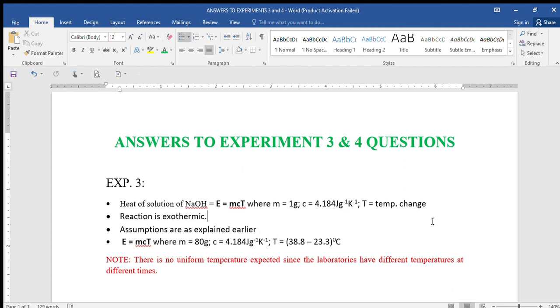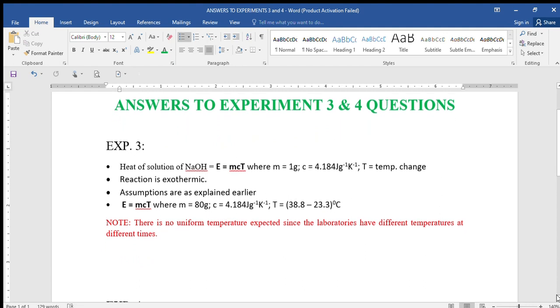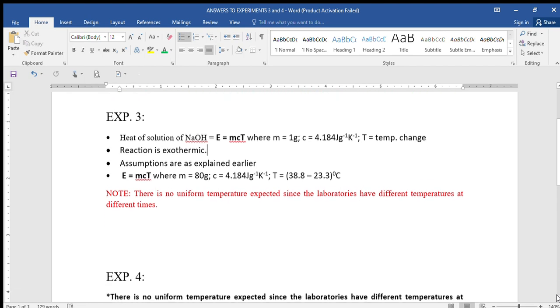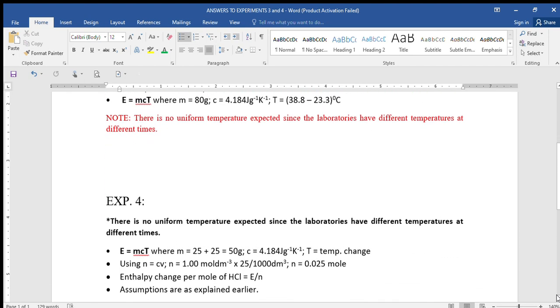Alright, now the next question, you are still going to use your E = mcθ, but in this case your mass is 80 grams, your specific heat capacity is constant, it's given as 4.184 joules per gram per Kelvin, and temperature is also given in the manual as you're seeing. So I said note, there is no uniform temperature expected since you perform the experiment at different laboratories. Now let's move to experiment 4.